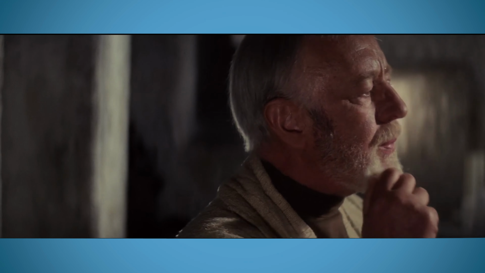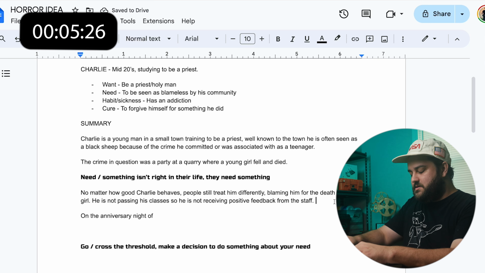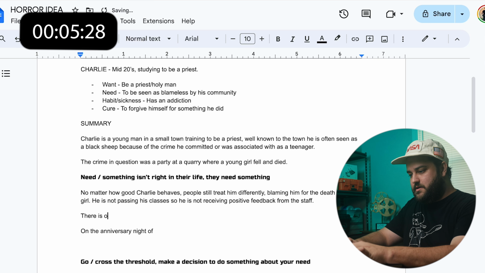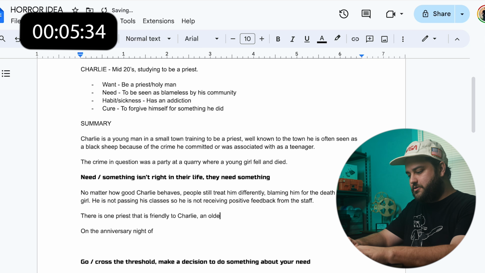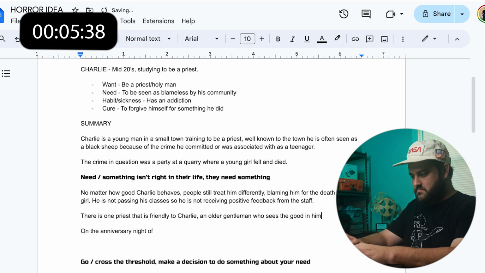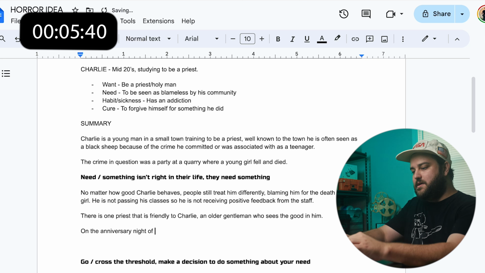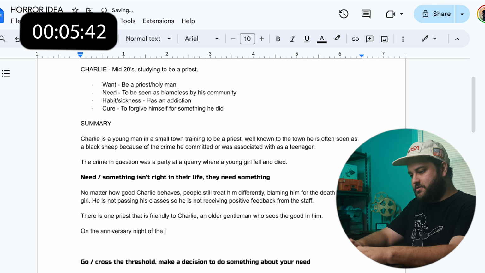I think it's also important to note other characters that are very prominent within the monomyth. A lot of them are the mentor. Typically this is their role model, the person that they should try to be more like. In the staff, there is one, I guess a priest, that is friendly to Charlie, an older gentleman who sees the good in him. Just make it simple. And then on the anniversary night of the girl dying.